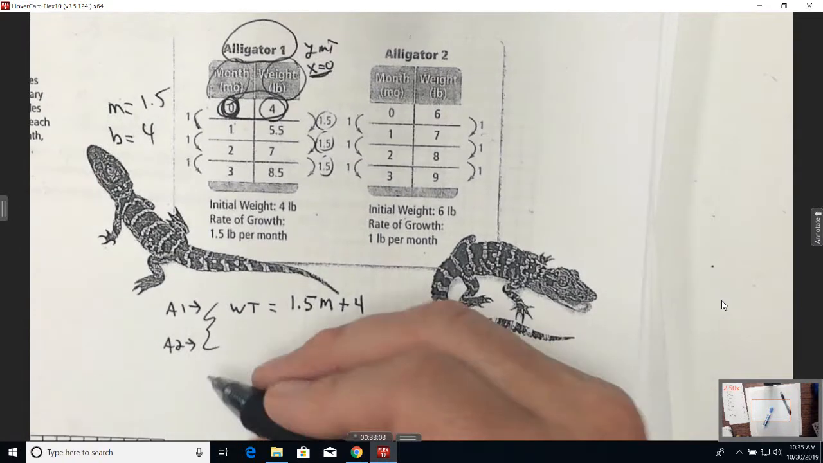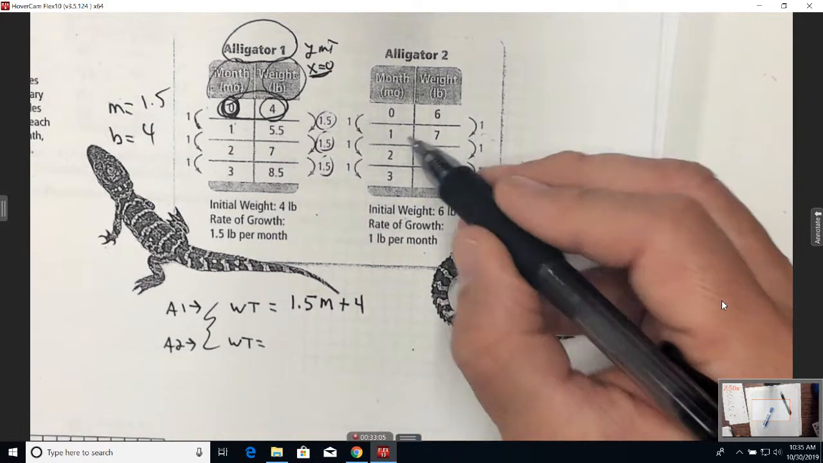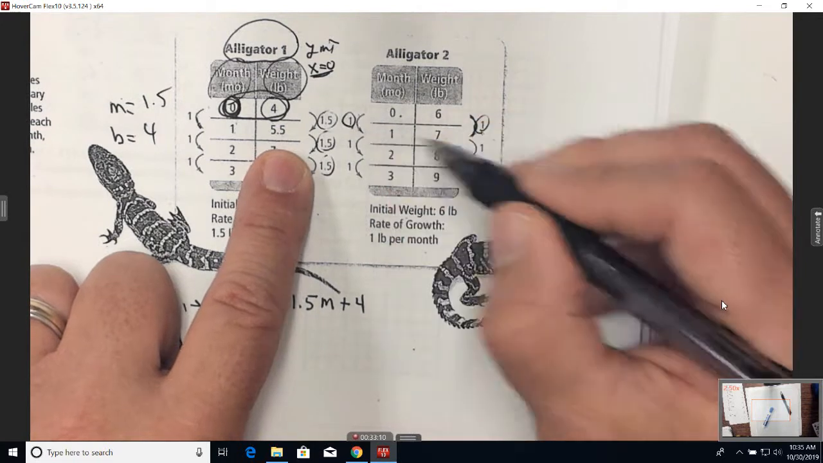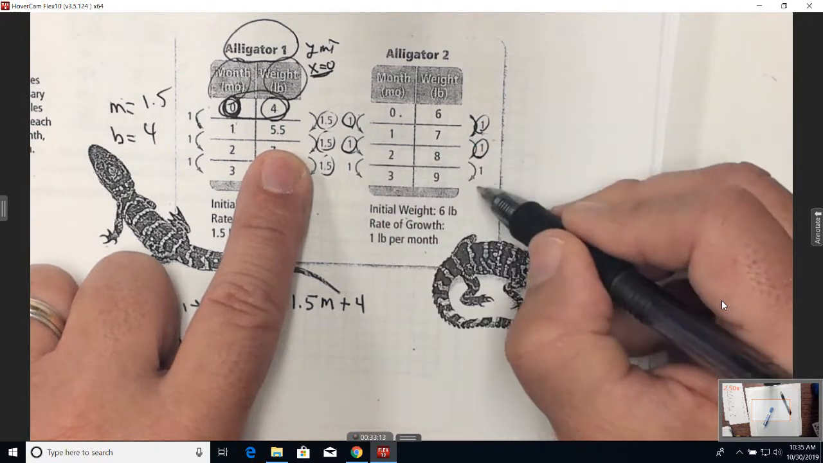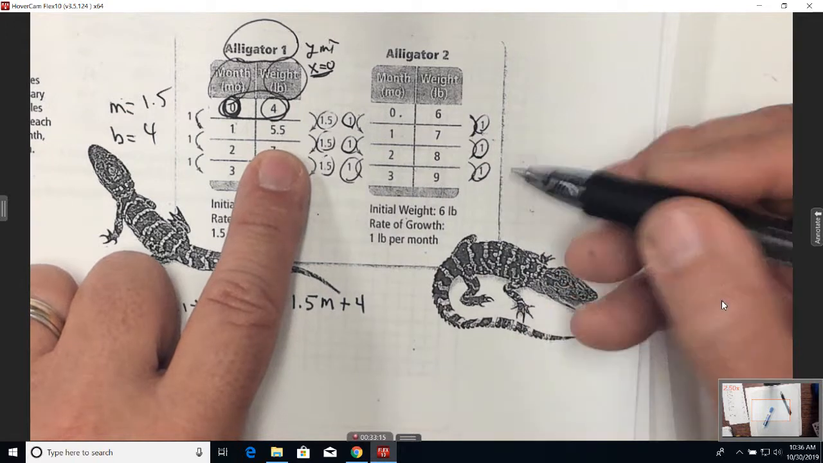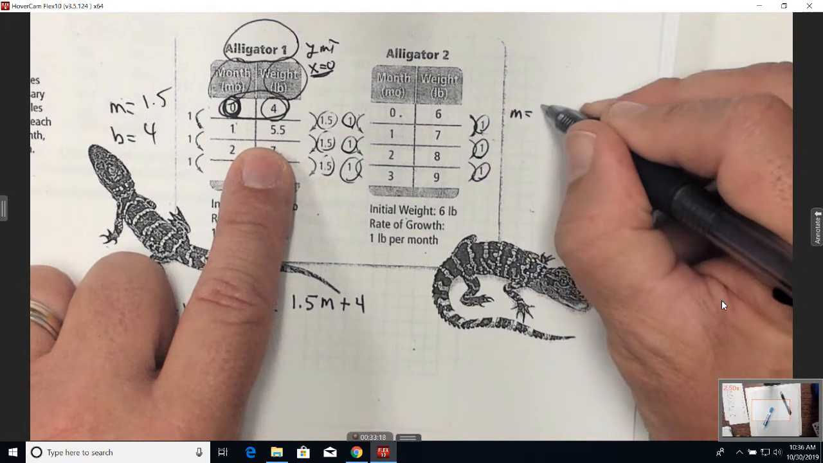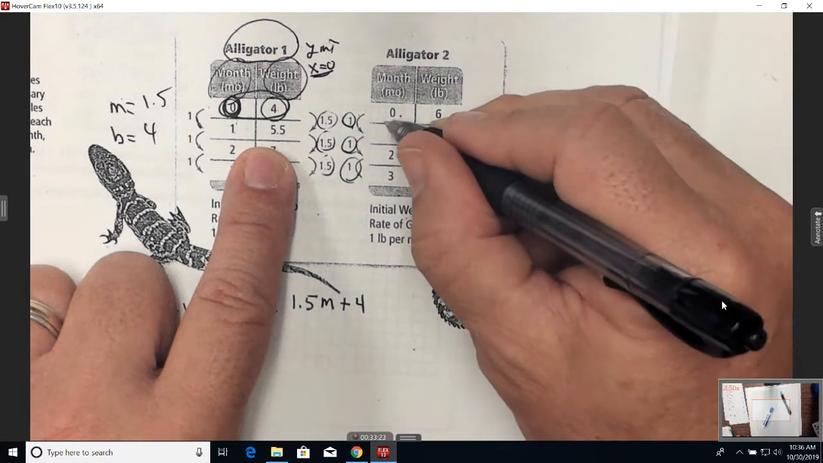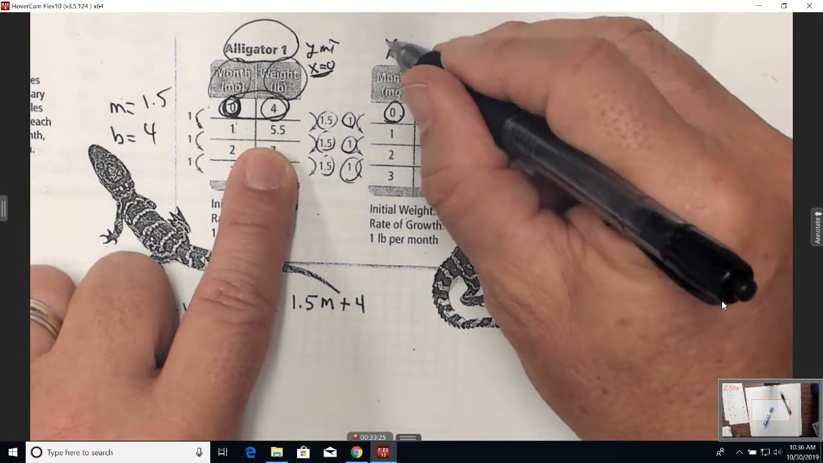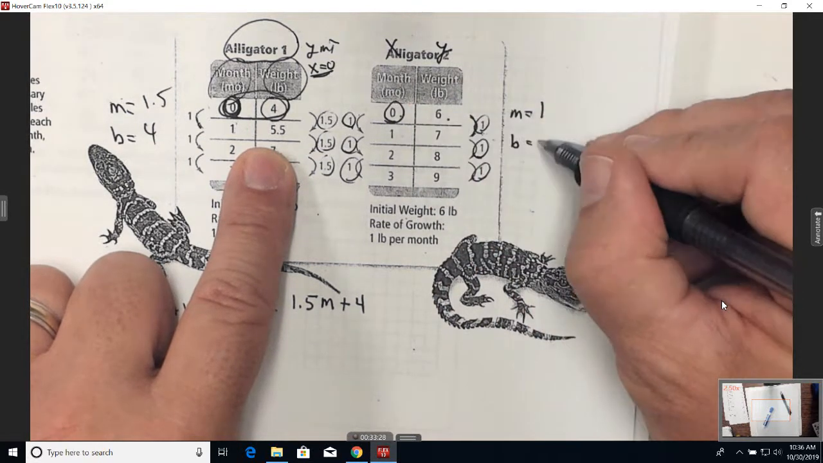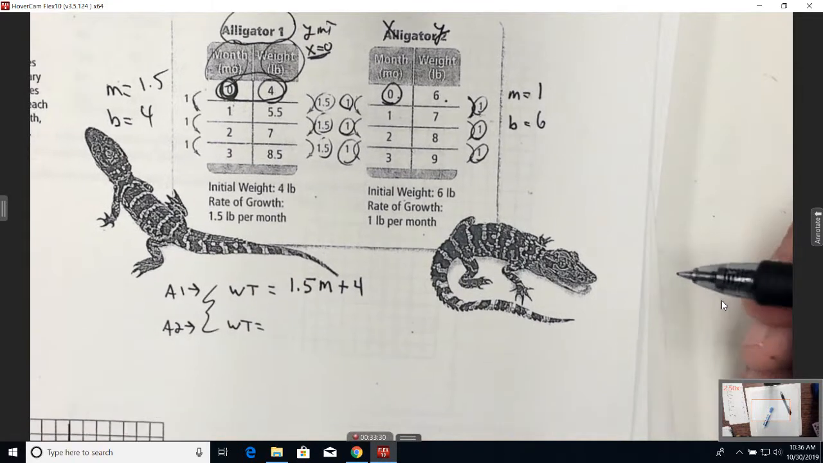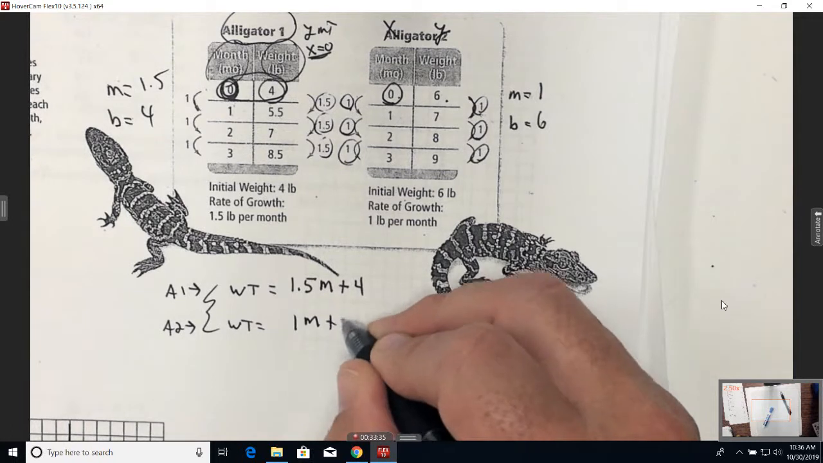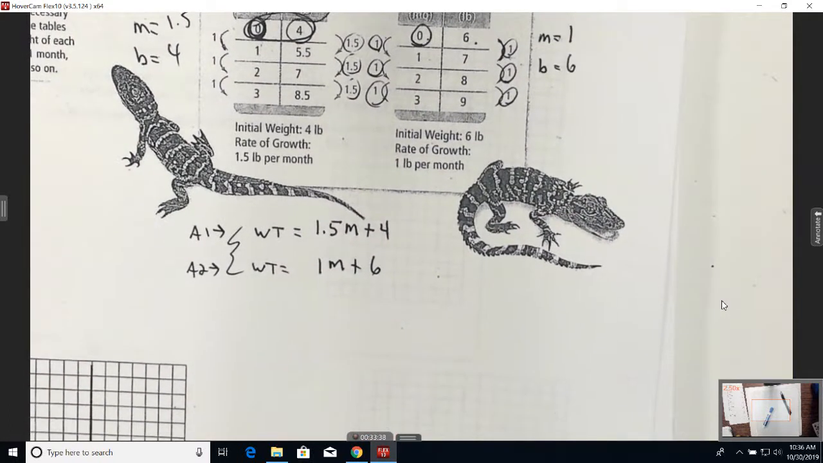What is a function rule for the weight of alligator 2? Same thing, right? The weight of alligator 2 is depending upon its months, but what's the rate of change? It's going up by 1 for each month. 1 pound for the second month, 1 pound for the third month, and so forth and so on. So what's the slope of this one? 1. What's my y-intercept of this one? Where did this one begin? When x was 0. When x is 0, what is y? 6. This began when this alligator was 6 pounds. And it's growing at a rate of 1 pound per month plus its initial weight of 6 pounds.